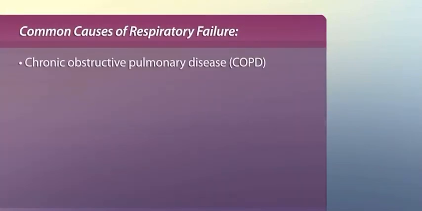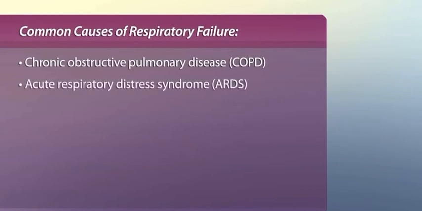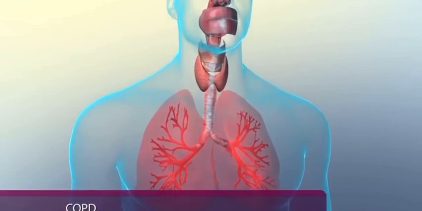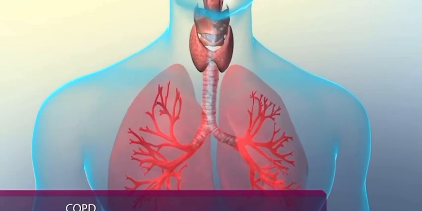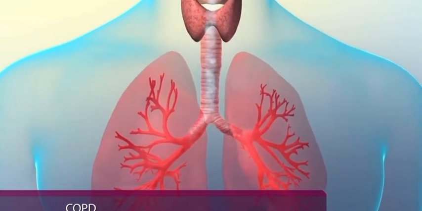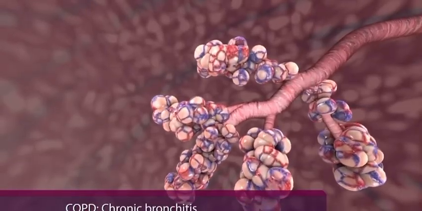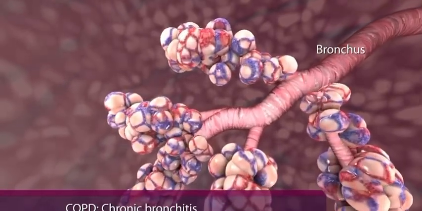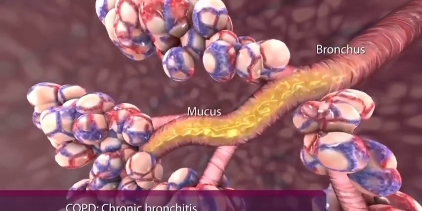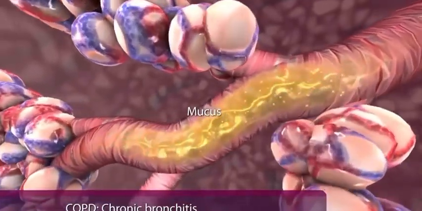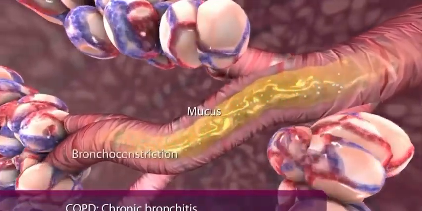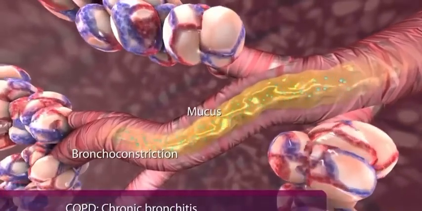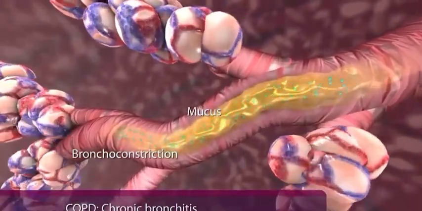Chronic obstructive pulmonary disease, known as COPD, and acute respiratory distress syndrome, known as ARDS, commonly result in respiratory failure. COPD includes two main conditions: chronic bronchitis and emphysema. Chronic bronchitis involves inflammation of the bronchial lining, thick mucus accumulation along the bronchial lining, and narrowing of the airways, called bronchoconstriction, which can result in blocked or narrowed airways.